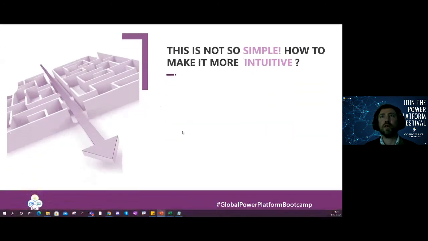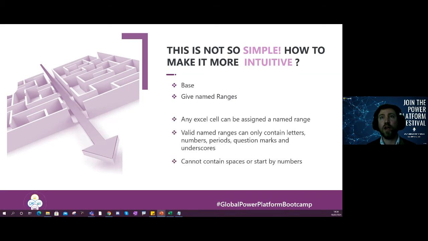So continuing, this is interesting, but maybe not so simple to use if you don't know these formulas well. How can we make it a little bit more intuitive? I will give a last demonstration in which I'm going to create a base with the cube members that I use more often. I'll give them some named ranges. For you guys to know, any Excel cell or any range can be assigned a named range. And you need some rules to have a valid name, which can use letters, numbers, periods, question marks, and underscores. There are a lot of signs that you can use. You cannot, for instance, use spaces or start it with numbers.